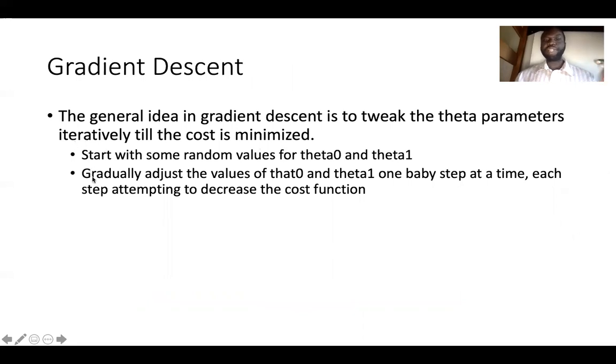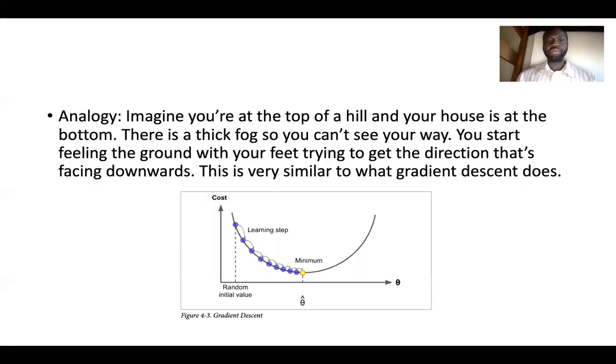And then we gradually adjust those values until the cost function is minimum. Those are the two high-level views of gradient descent. This is gradient descent on the whole.